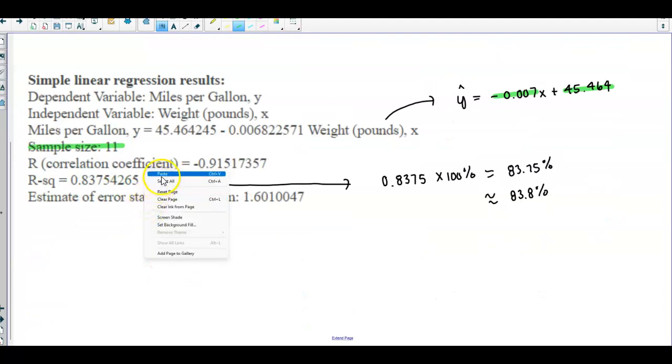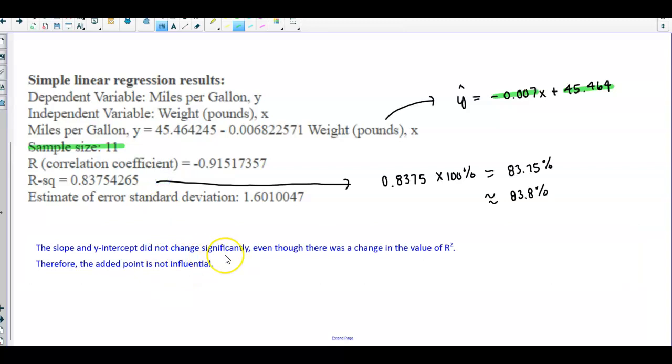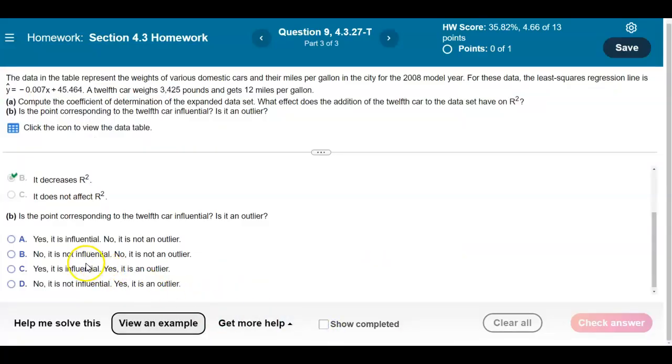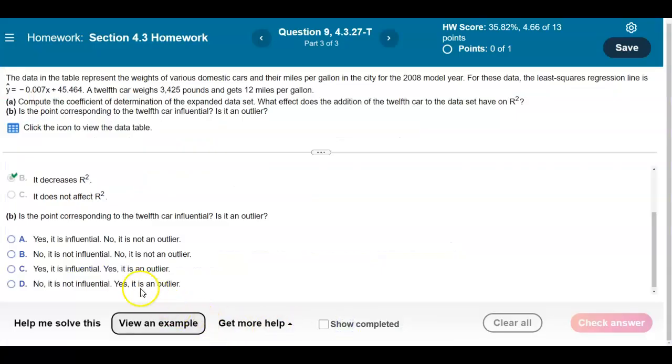So what can we say about that? We can say that the slope and the y-intercept did not change significantly, even though there was a change in the value of the coefficient of determination. Therefore, we're going to say that the added point is not influential. So that's the first part: no, it is not influential.